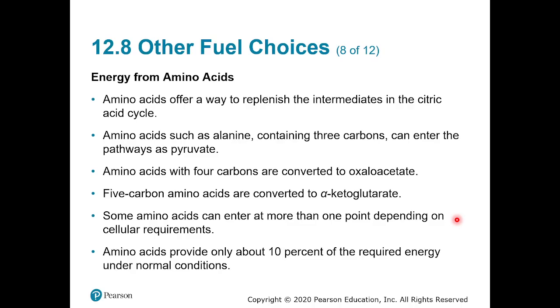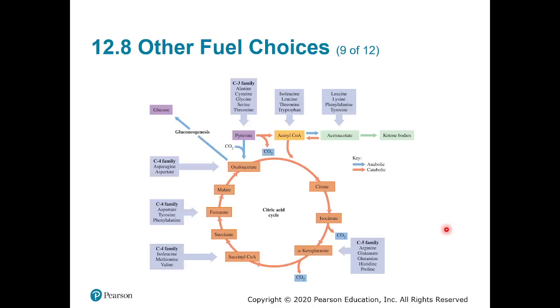Amino acids typically provide only about 10% of your required energy under normal conditions. In a normally functioning human being with a normal diet, they are not going to be a major energy source. Okay? They'll be a supplemental energy source. Now, even somebody on the Atkins diet, that zero carbohydrate diet, typically the majority of your energy is going to be fats, not protein.